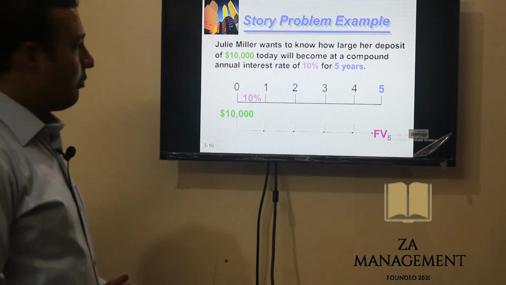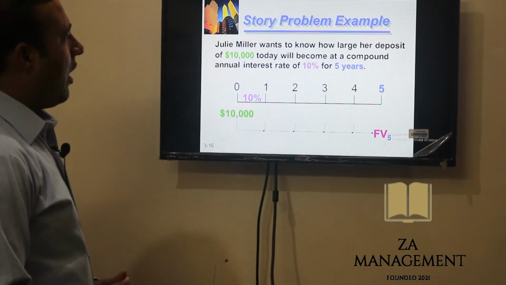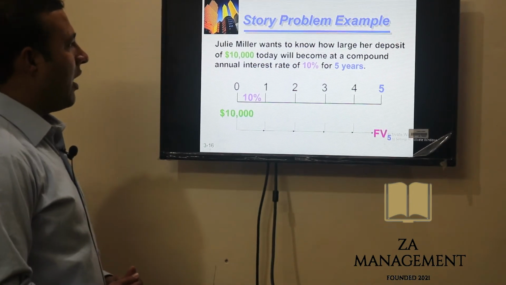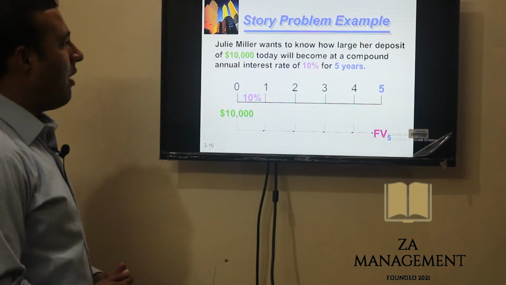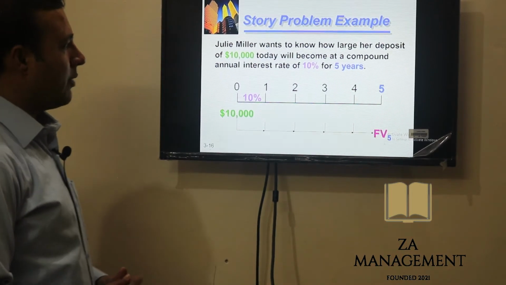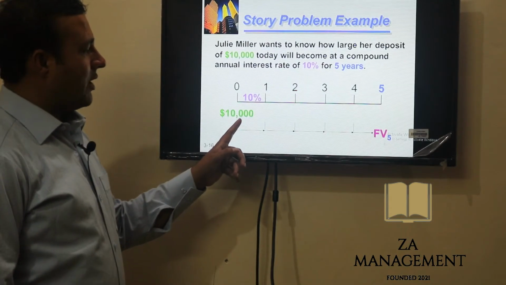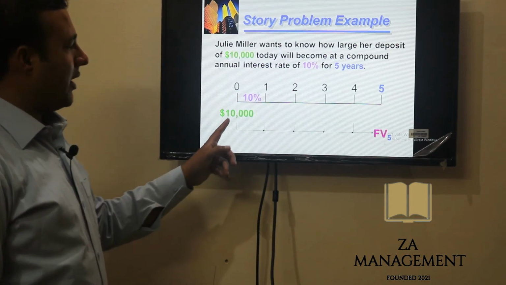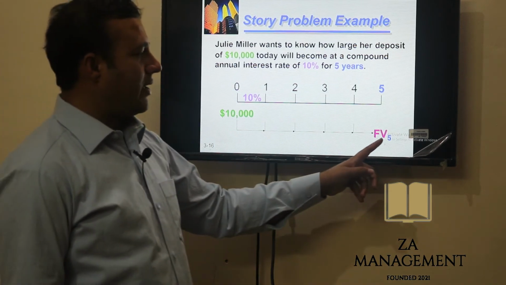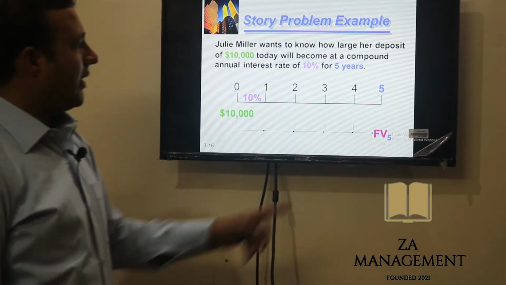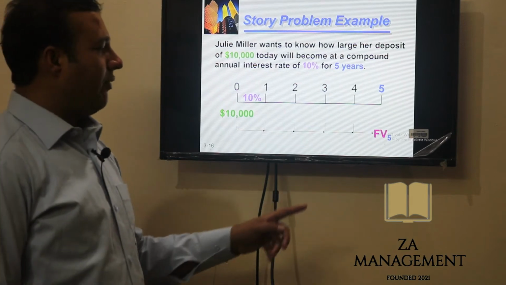Here we have an example. Julie Miller wants to know how large her deposit of 10,000 today will become at a compound annual interest rate of 10% for 5 years. So she has deposited 10,000 in her account at a rate of 10% and wants to know her account balance after year number 5. That's why she wants to know FV5.